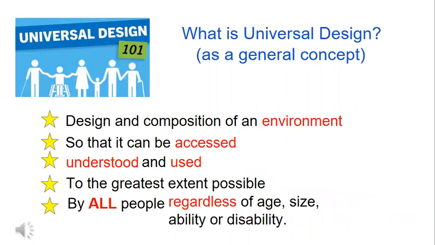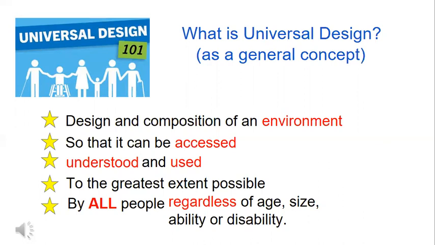Let's begin with what is universal design as a general concept. I've broken down the definition a little bit so we can talk about it. Universal design as a general concept means design and composition of an environment. So what do we mean by environment? Well, in the case of universal design as a general concept, it usually means a building, a workplace, a piece of equipment. It can even mean a computer environment. Again, universal design is design and composition of an environment so that it can be accessed. And accessed means understood and used to the greatest extent possible.